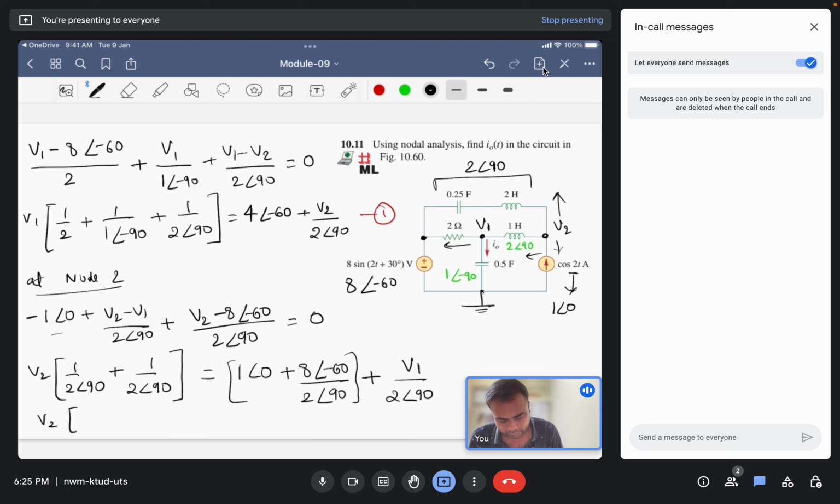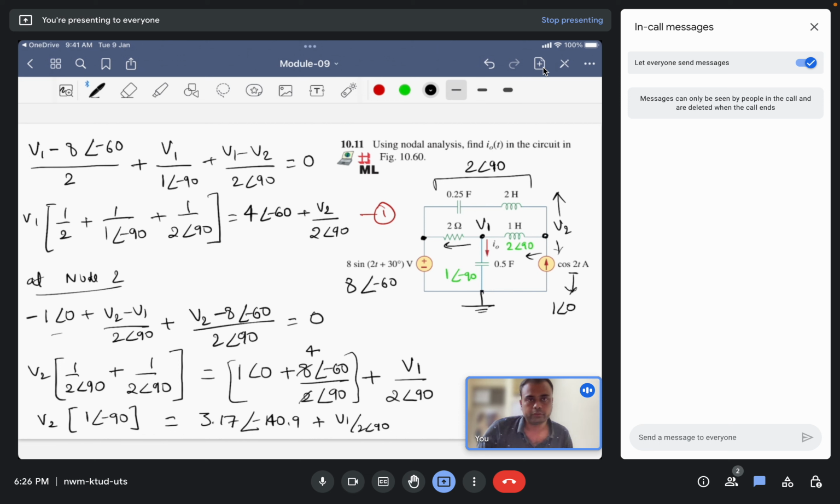So a minus sign you take in the numerator, so minus 90 will come, and we have to take the sum for this problem. So again 2 and 2, 4 will be there, and 90 will take away, so again minus, so minus 150 will come. So 1 plus 4 angle minus 150. So this comes out 3.17, and angle is minus 140.9, plus V1 by twice angle 90.